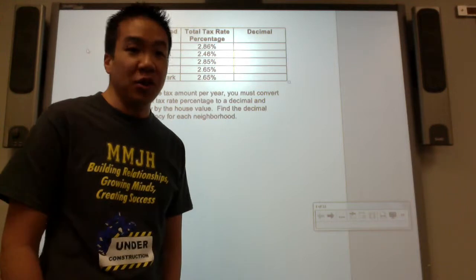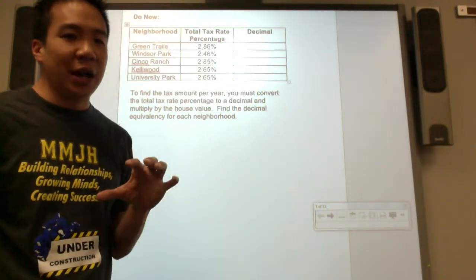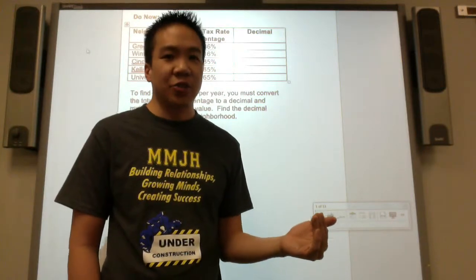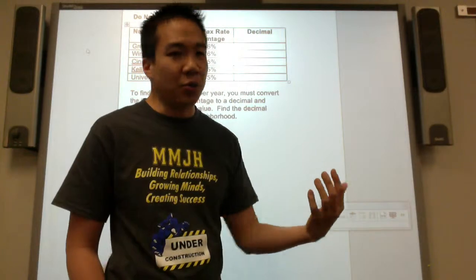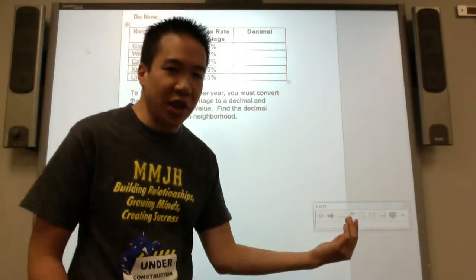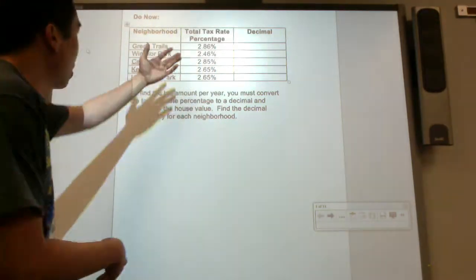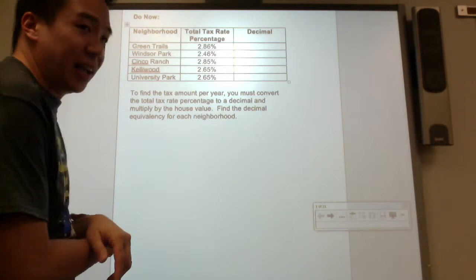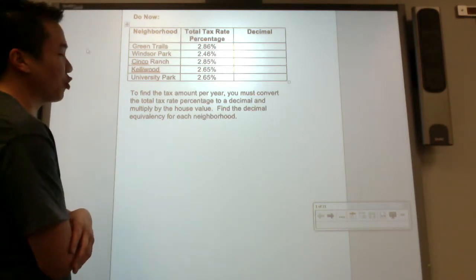When I was buying my house, the first thing I looked at was the different tax rates for all these different neighborhoods. There are some neighborhoods where the tax rate is really high and I could not afford it, and others where it's really, really low. So you compare different school districts. Some school districts have a higher tax percentage rate and some don't. So I got the different neighborhoods in the McMeans area. We have Green Trail, Windsor Park, Cinco Ranch, Kellywood, and University Park.